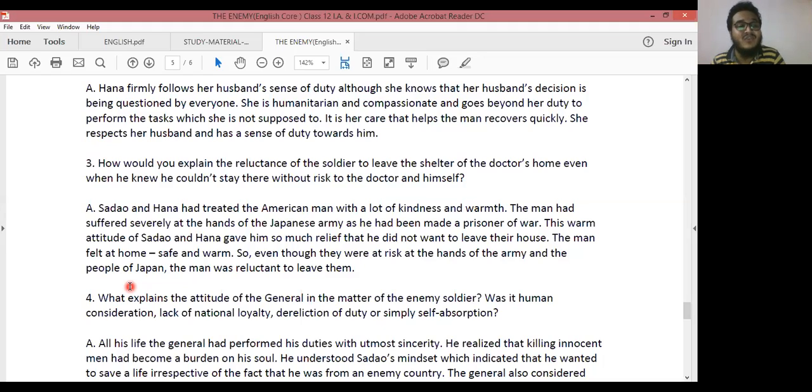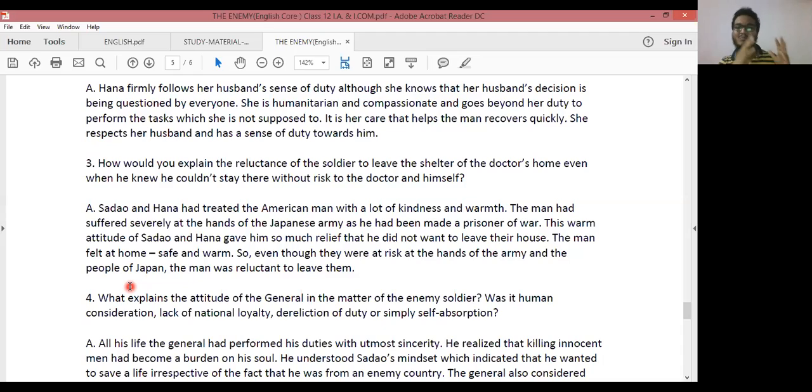The man had suffered severely at the hands of the Japanese army, as he had been made a prisoner of war. He was a prisoner of war under the Japanese army, and this warm attitude of Sadao and Hannah gave him so much relief that he did not want to leave their house. The man felt at home, safe and warm. So even though they were at risk at the hands of the army and the people of Japan, the man was reluctant to leave. That's why he was very much reluctant.